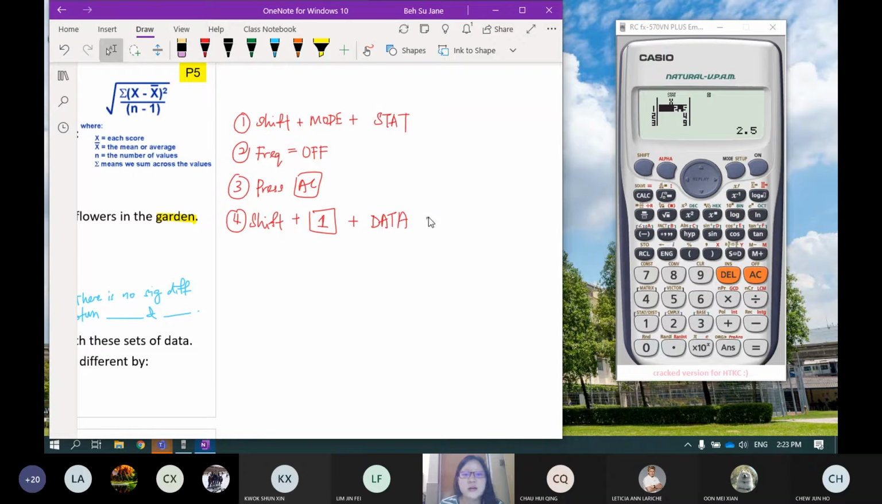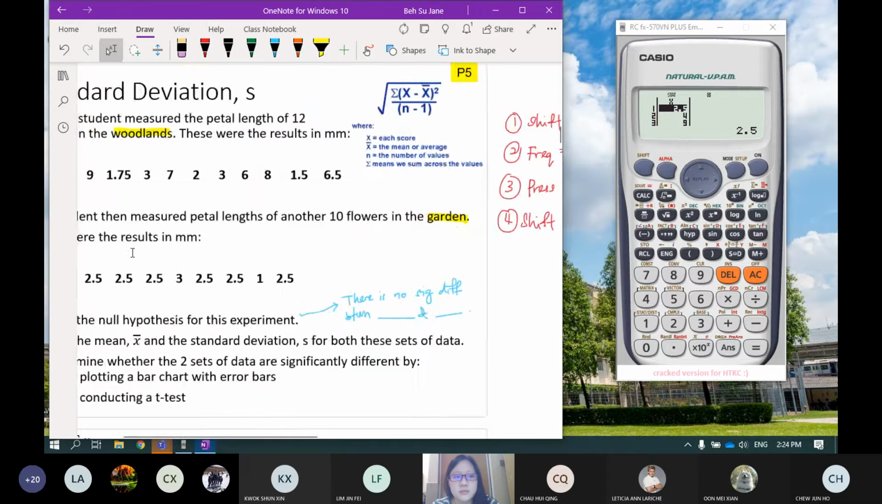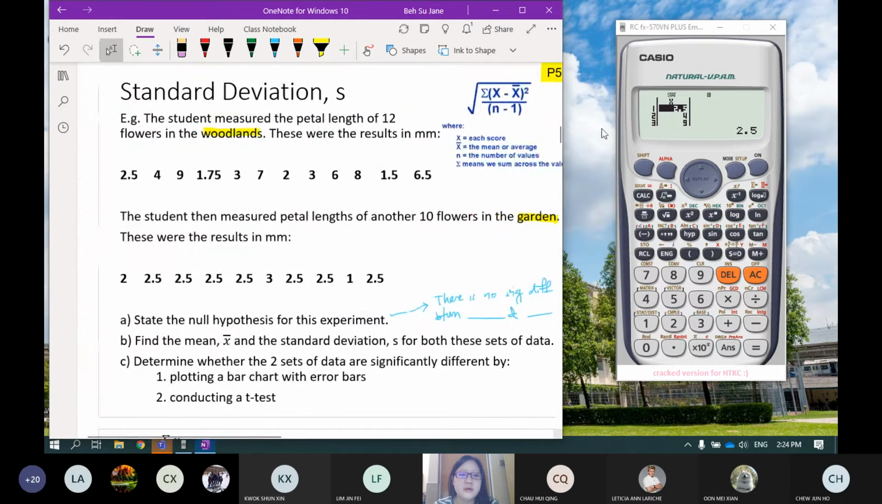Okay, then we're gonna key in our data. So how do we do that? We just fill in the table. This one we are doing flowers and garden. So I'm just gonna replace the data here. I'm just gonna click equals after each number. So there's 4 2.5s. 2.5, 2.5, 1.